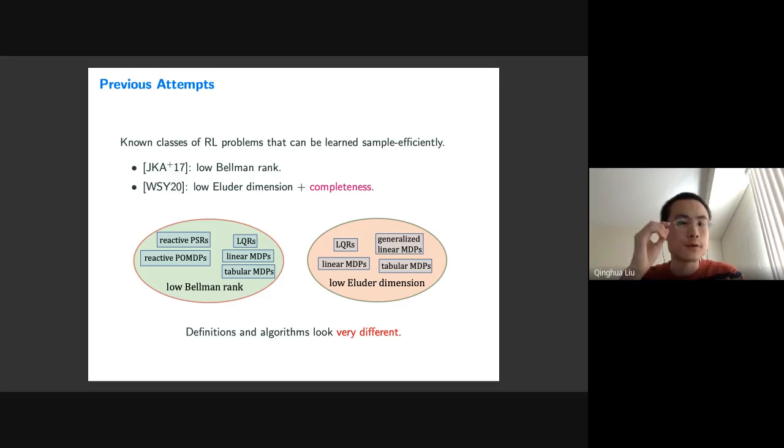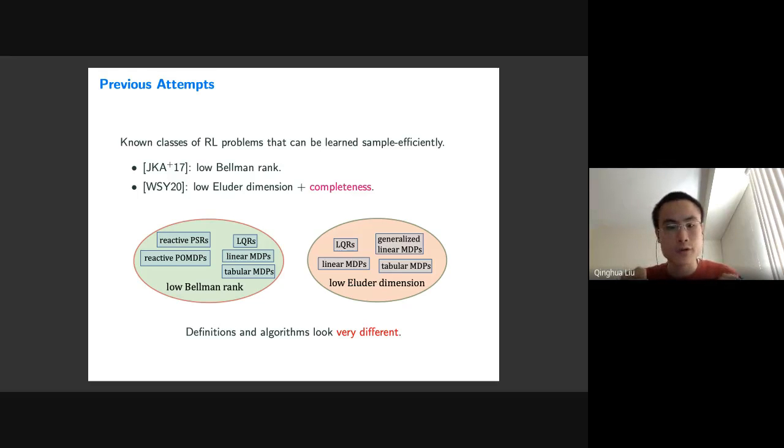However, if you look at those two papers, the definitions of these two classes look very different. One is saying the Bellman residual has some low-rank structure, and the other one is saying the parametric function class we use has low Eluder dimension. And the algorithms they use are also quite different. One uses hypothesis elimination, and the other one uses optimism with sensitive sampling. So the two frameworks have dramatic differences in both the definitions of function class and the algorithm design mechanism.